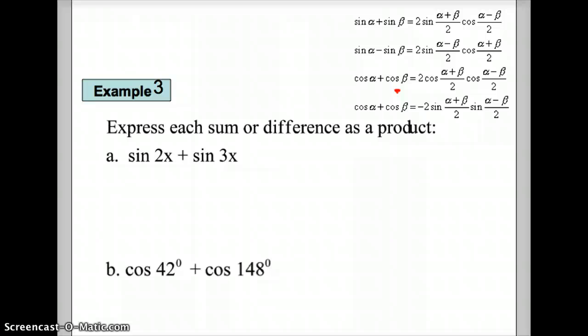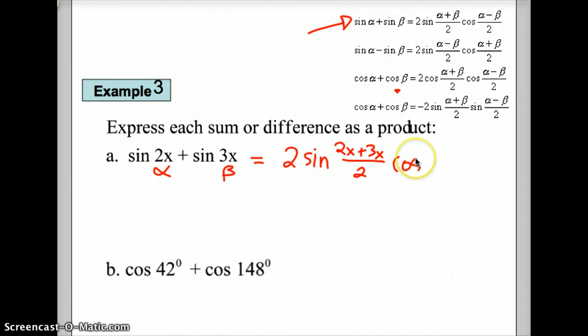Example 3, express each sum or difference as a product. So these are just like the first example. We're going to start with just taking this and recognizing who's alpha and who's beta and figuring out what formula we're going to use. So we're going to use the first formula because we're adding two sines. So we're taking the sum of two sines and converting it to 2 times the sine of the sum of the angles divided by 2 times the cosine of the difference of the angles, so 2x minus 3x divided by 2.